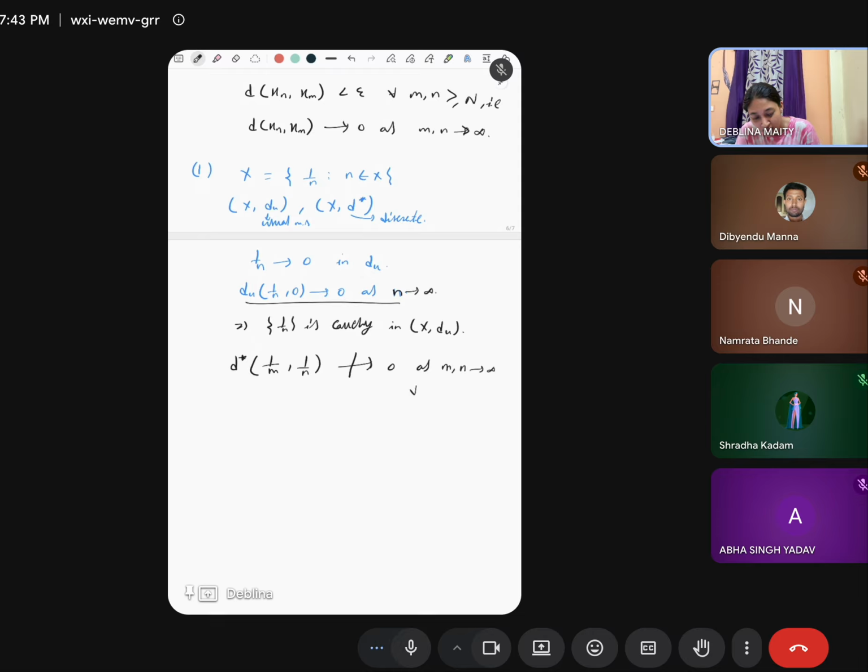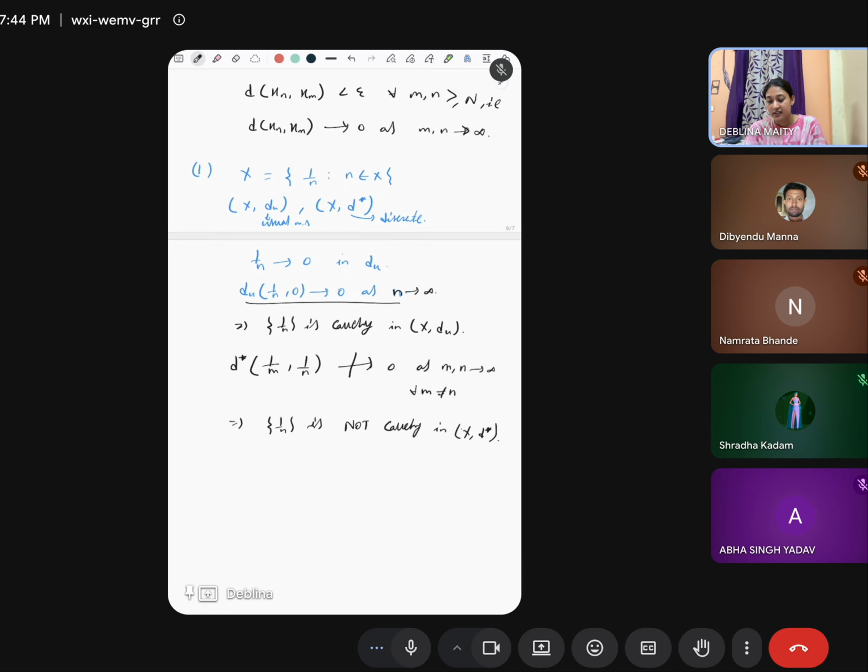For all m not equal to n. If m equals n, then it is 0. But whenever m is not equal to n, it gives the value 1. So it never goes to 0. So this means 1/n is not Cauchy in (X, d star).